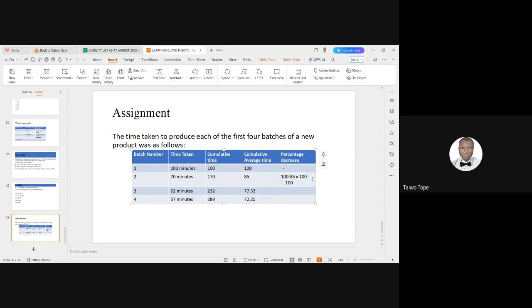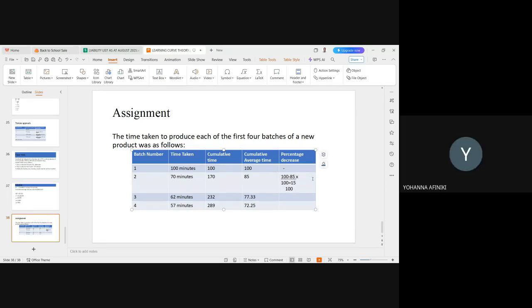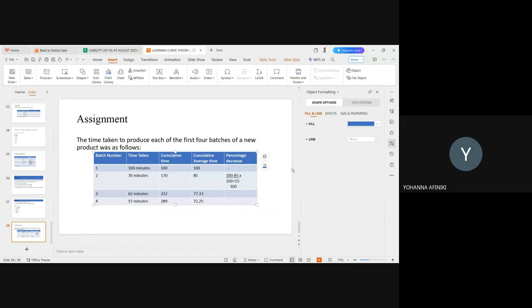Excuse me, sir. Yes, ma'am. Please, what is the formula for cumulative average, sir? Cumulative average. We said cumulative time divided by the batch number or units. Okay. All right. Thank you, sir.